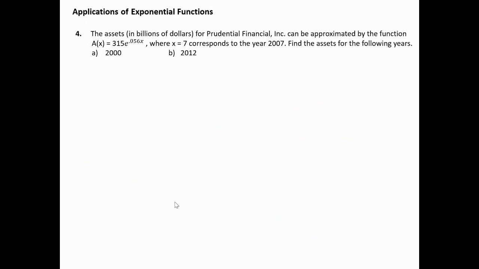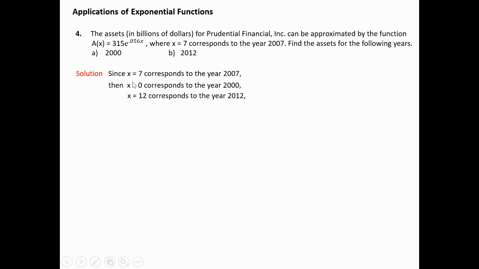Here's an example. Number 4. The assets in billions of dollars for Prudential Financial Incorporated can be approximated by the function A of x equals 315 e to the 0.056x, where x equals 7 corresponds to the year 2007. Find the assets for the following years. Solution. Since x equals 7 corresponds to the year 2007, then x equals 0 must correspond to the year 2000, and x equals 12 corresponds to the year 2012.